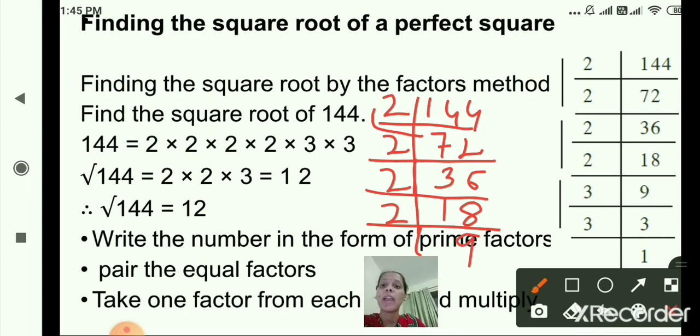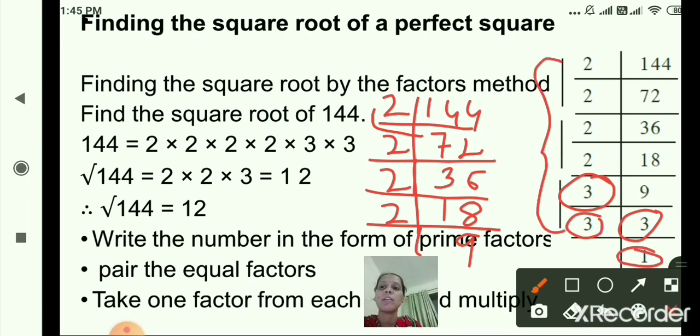What will we write down? 9 is divisible by 3. So 3. 3 3s are 9, or 9 divided by 3 is 3. Now 3 1s are 3. Okay. So these all are prime factors. So you will write down the number, you will write down all the prime factors.